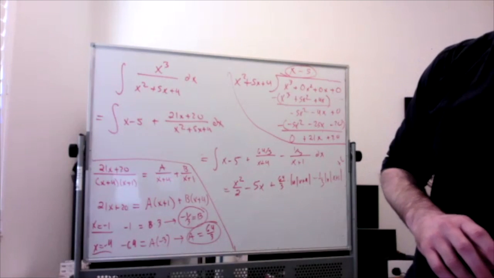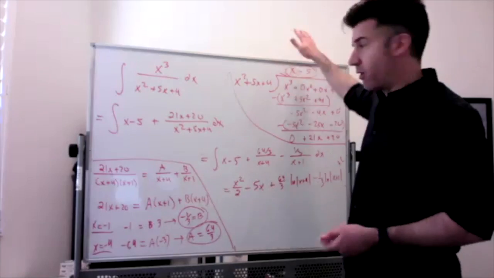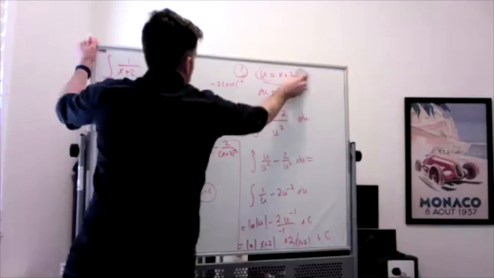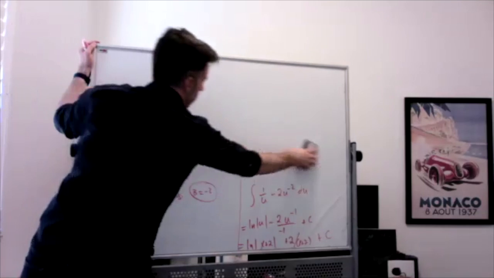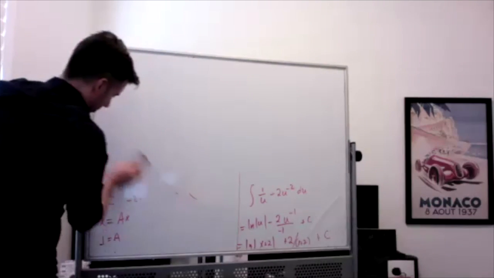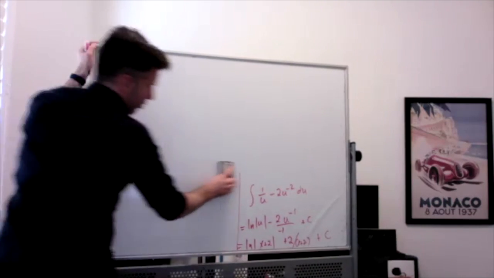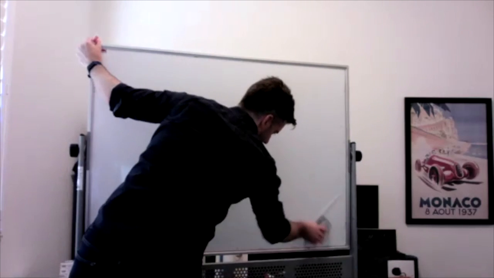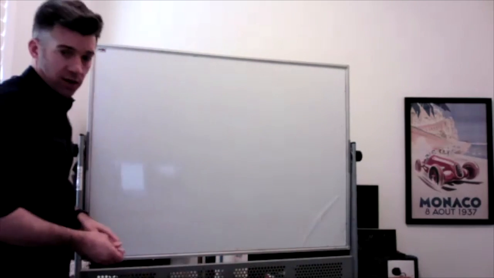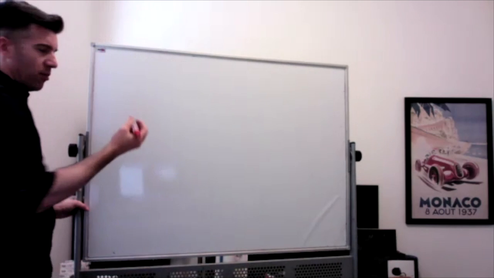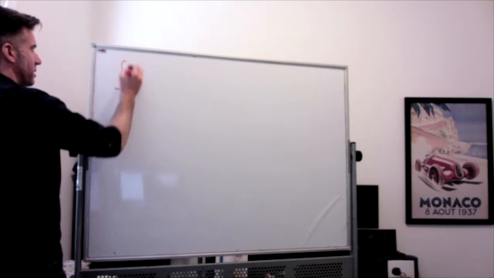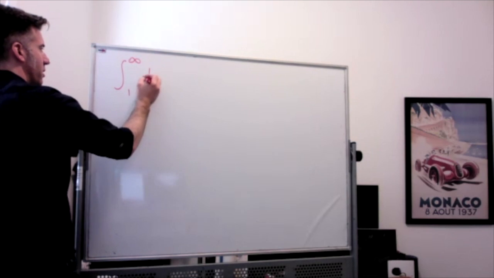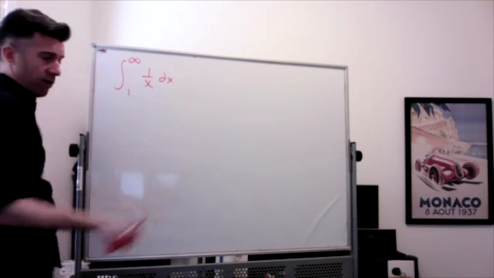All right, let's talk about improper integration for the last 23 minutes here. So an improper integral is an integral where either one or both of your limits of integration are infinity. So here are a couple of examples. I'm going to write down 3 examples. Here's kind of the most classic example of an improper integral: the integral from 1 to infinity of 1 over x dx.